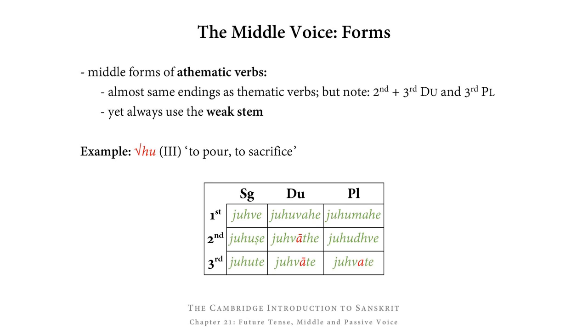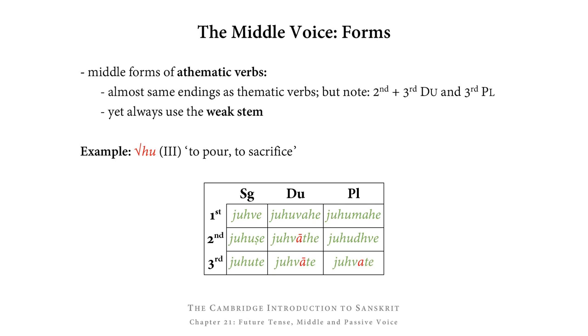Notice two things, once again, in front of an ending beginning with a vowel, juhu turns into juhw, so the u changes into its semi-vowel counterpart w. And then instead of having ete, we have ate. Same things happening in the third dual, so we have juhwate with juhu changing into juhw, and instead of having ete, we have ate. So the dual is juhuwahe, juhwate, juhwate, then plural juhumahe, juhudwe, and then third plural juhwate.